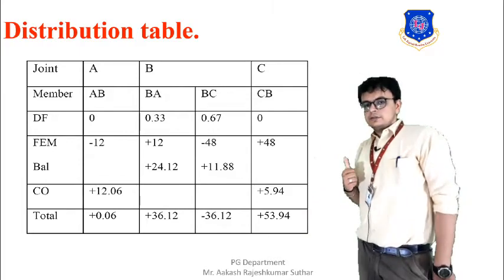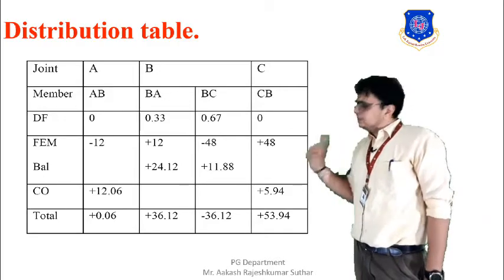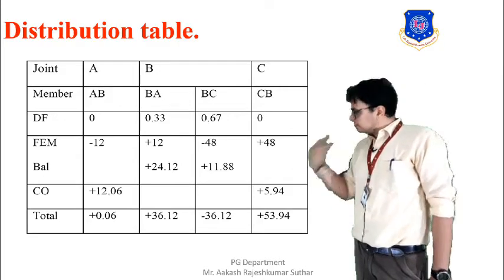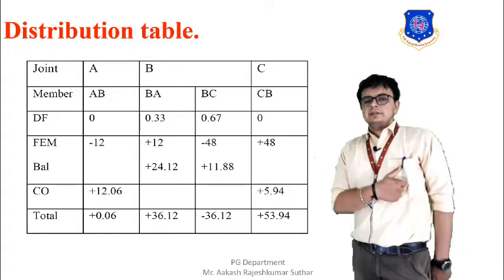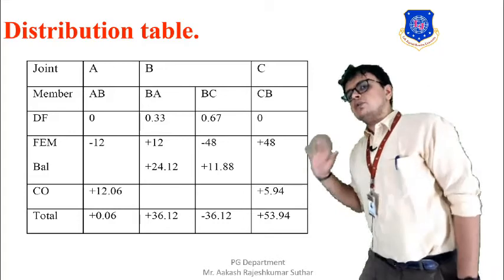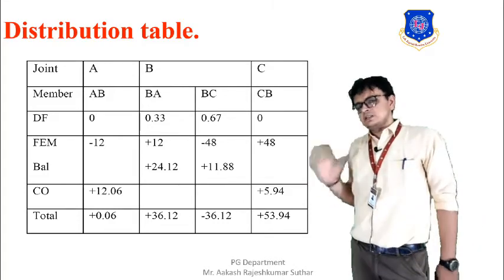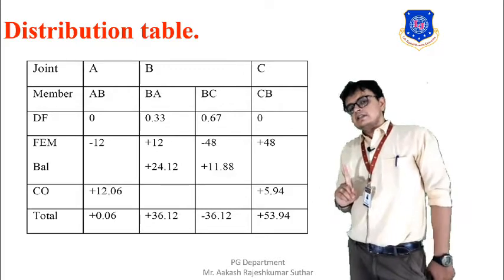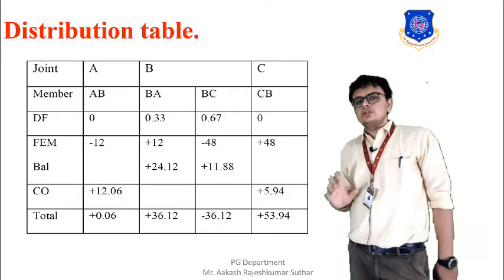Okay. So in this particular sum we have only one joint. So further no carryover or distribution process will take place. This is the only step that can be done in the moment distribution method table. Only the distribution of a single step we have to do. On a single step only the distribution will take place.